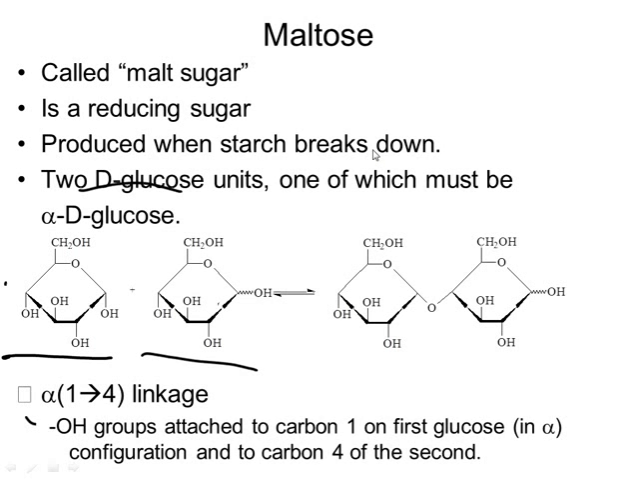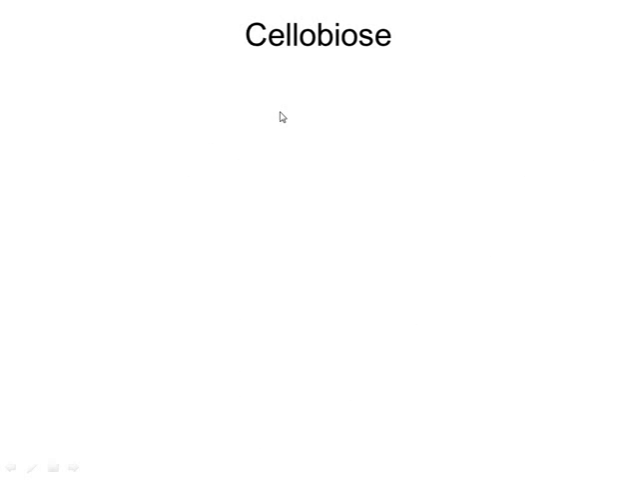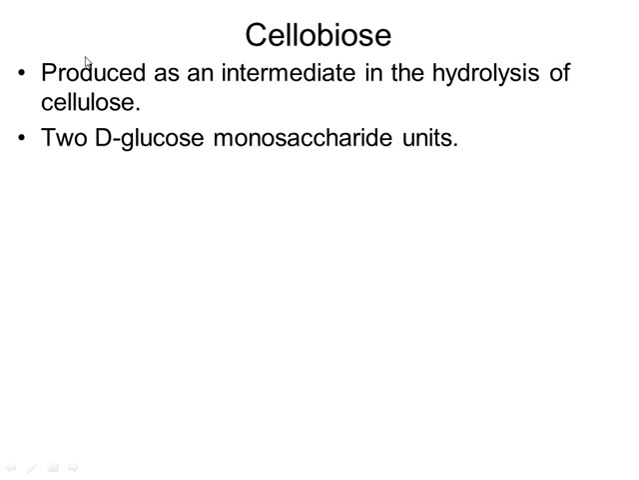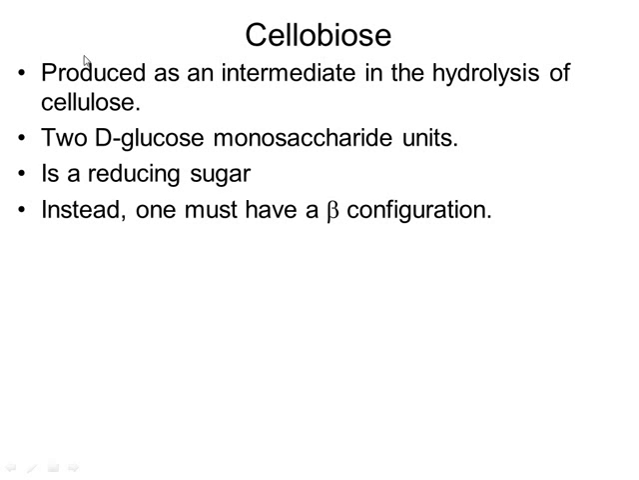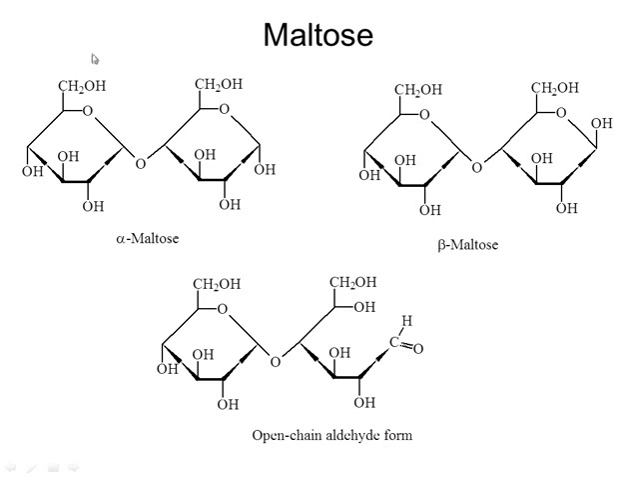Let's look at another one. I'll come back to this. Cellobiose is also 2 D-glucose monosaccharide units, but it's different because the linkage is different. This is why maltose is maltose and cellobiose is cellobiose. They're both 2 glucose units, but cellobiose has a beta 1,4 linkage, right? So that orientation is different. Now, let's go back up here and look at maltose.